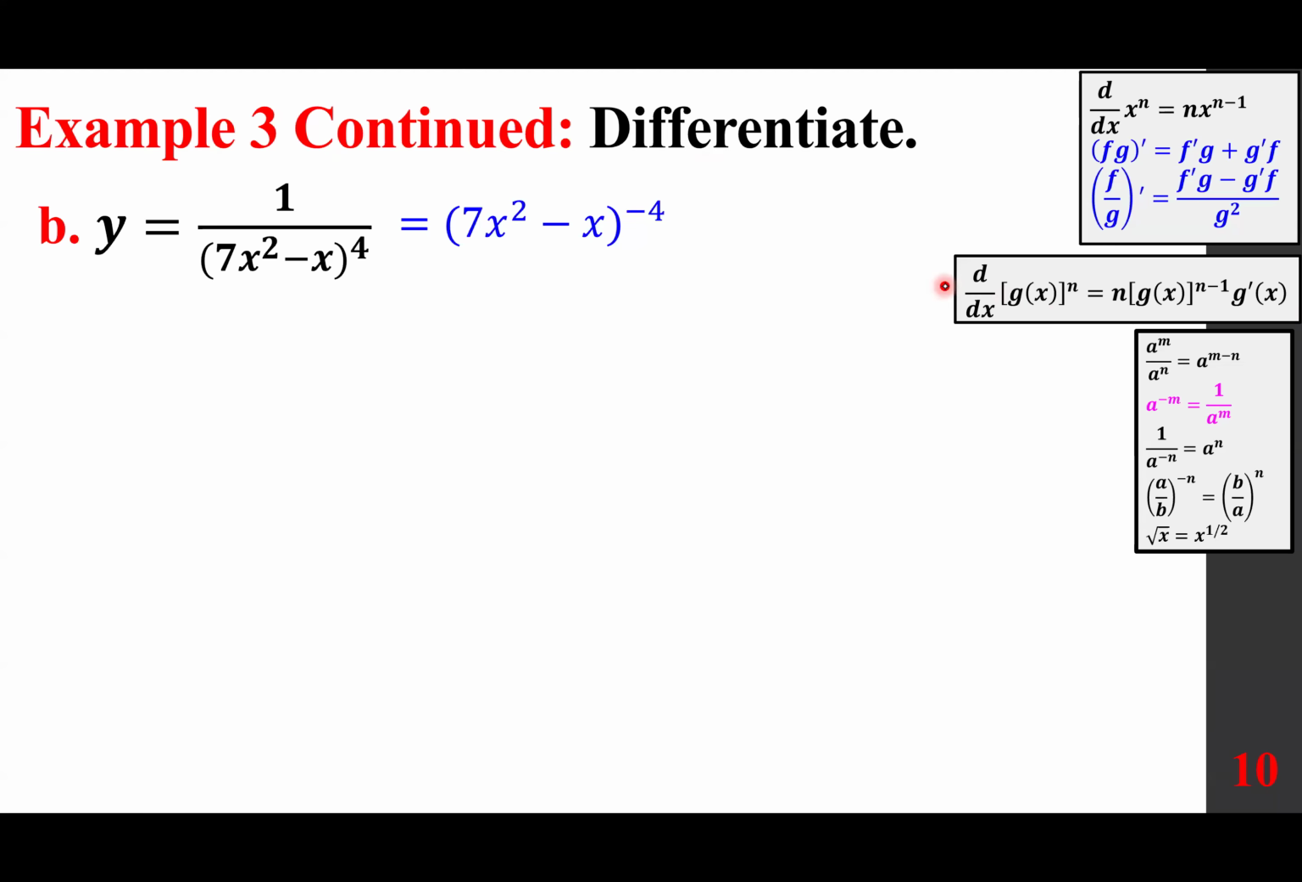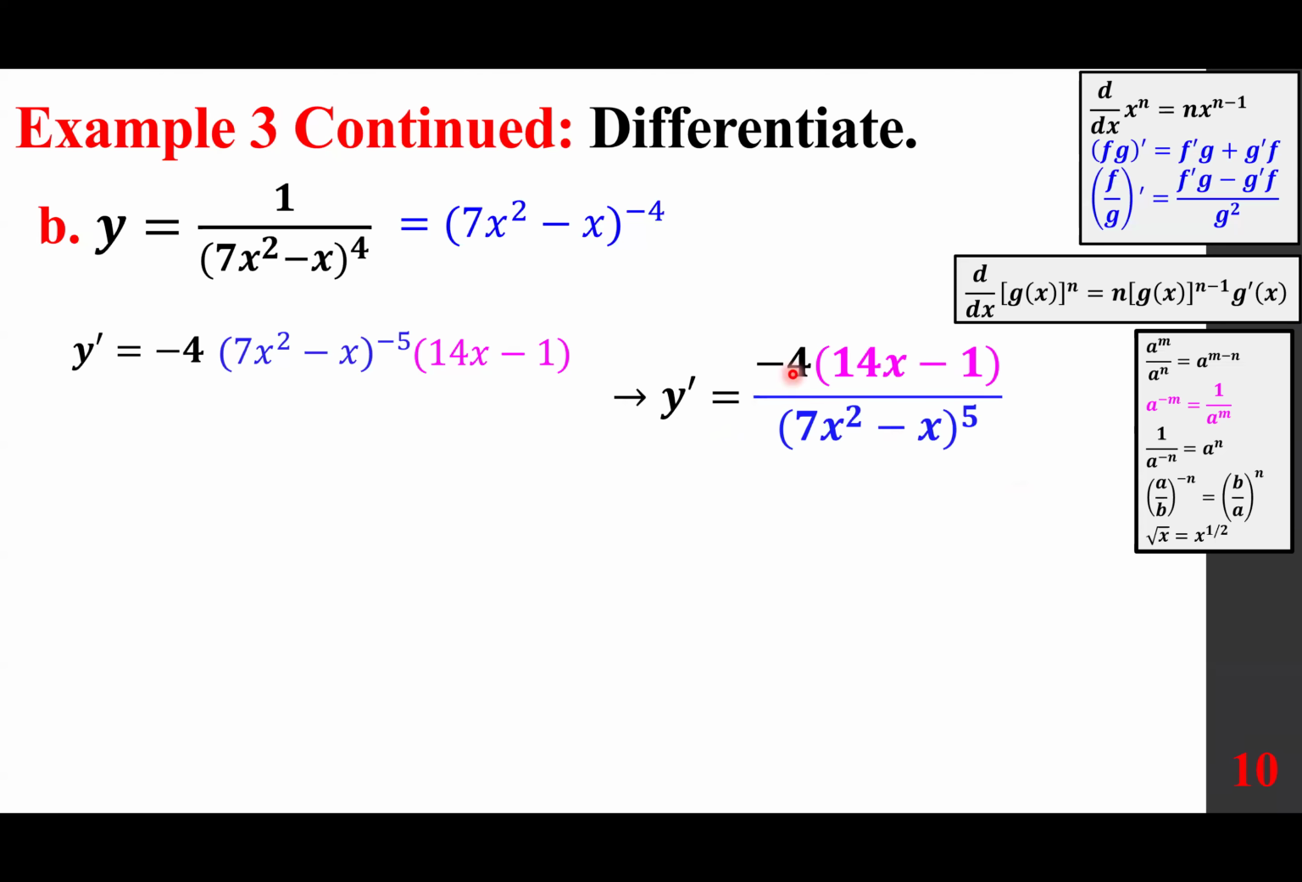So if I want to differentiate, I start with the exponent negative 4. Same thing to the power, I'm going to subtract 1 and get minus 5. Now I use the chain rule. The derivative of the inside is 14x minus 1. Again, I'm done with calculus. The product of these two sits in front, at the top, and this goes to the bottom with the positive 5 as the exponent. The final answer, y prime, is negative 4 times (14x minus 1) over (7x squared minus 5 minus x) to the power of 5.